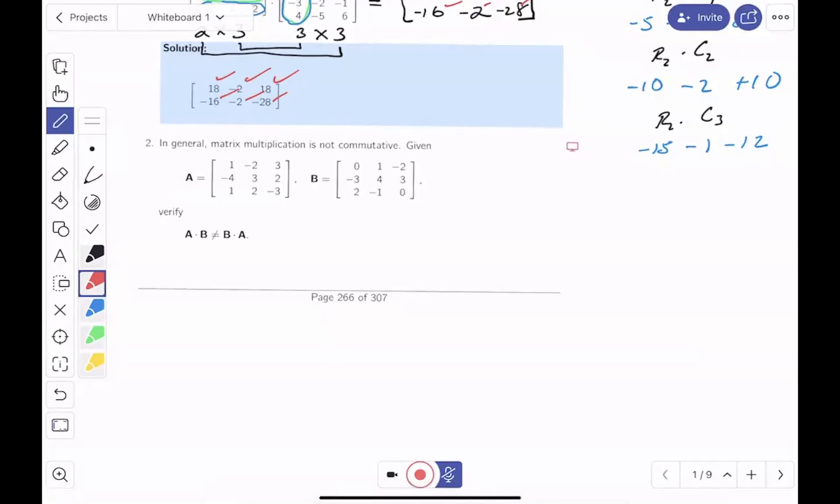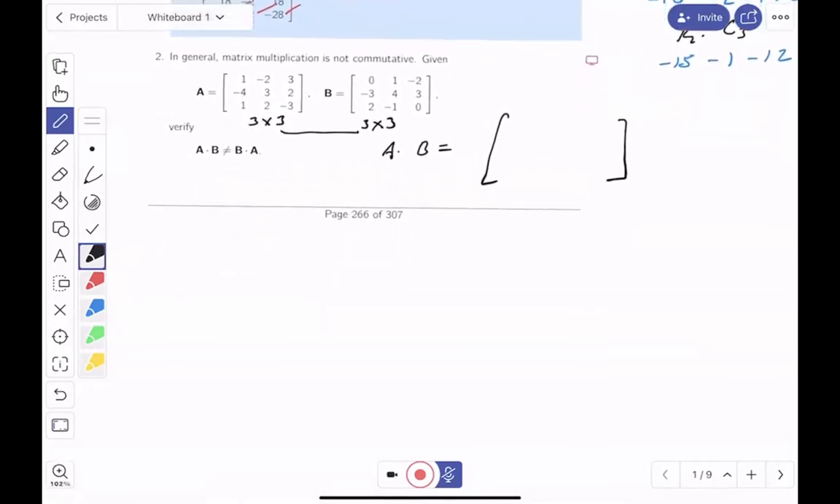I'm gonna write that down for you. A times B first. Well, the first matrix is 3 by 3, and the second matrix is 3 by 3. So what are we gonna get? The internal dimensions are matching, and the result's gonna be a 3 by 3. All right. Now I'm gonna try to do this one a little quicker, and I'll write down side work.